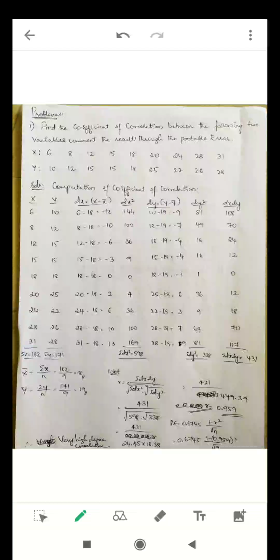And one more formula we have when we get an assumed mean. Assumed mean is used when we get an x bar value in decimal points. By that time we have to use this formula. r is equal to summation d'x d'y minus summation d'x into summation d'y divided by n, whole divided by square root of summation d'x square minus summation d'x divided by n, whole square, into square root of summation d'y square minus summation d'y divided by n, whole square.